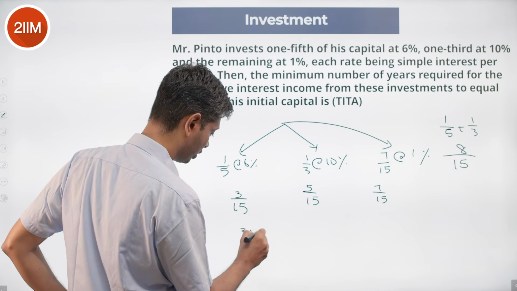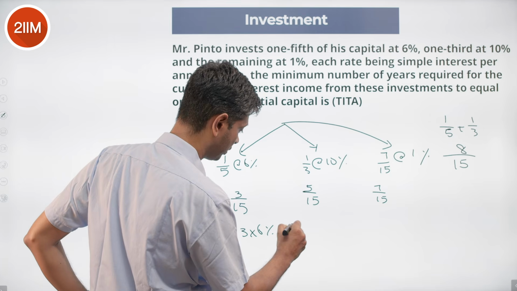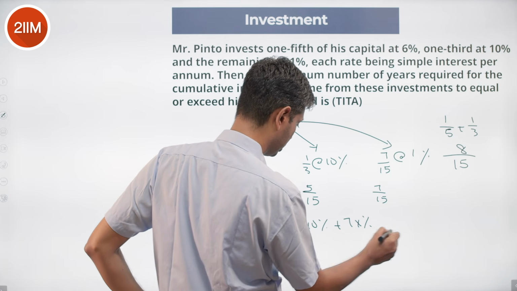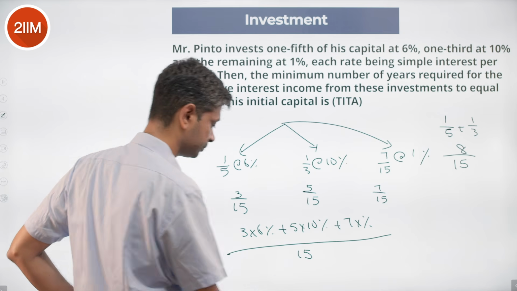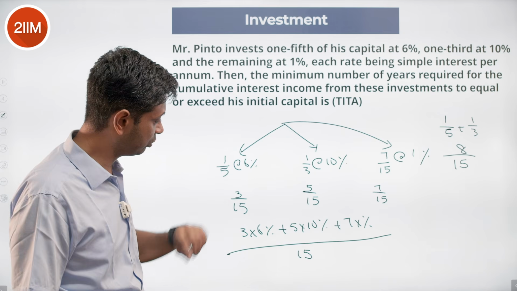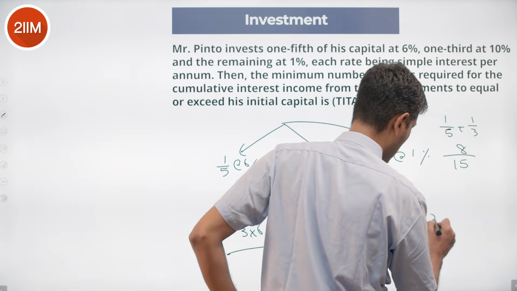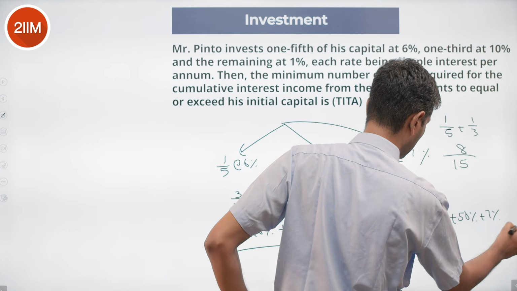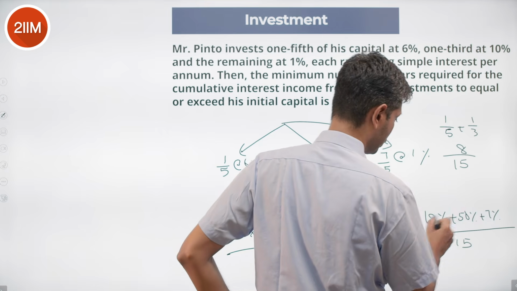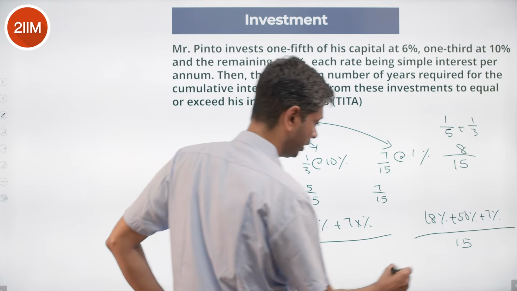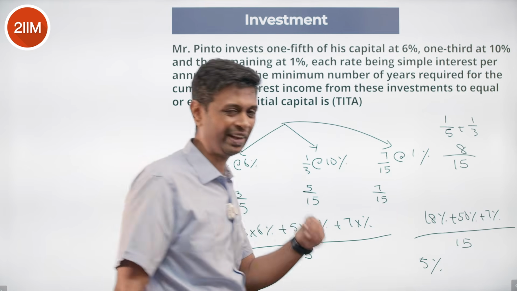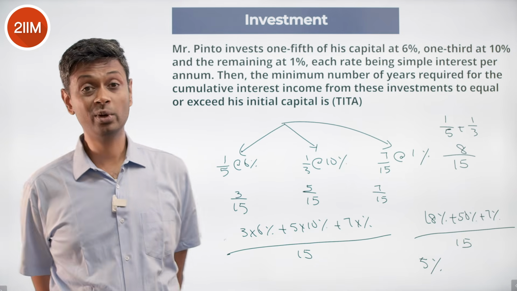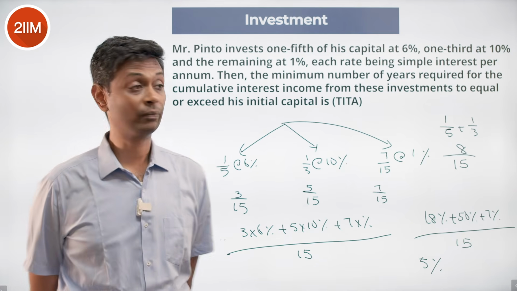So 3 into 6% plus 5 into 10% plus 7 into 1% divided by 15. 3 into 6 is 18, 5 into 10 is 50, 18 plus 50 plus 7 divided by 15. 68 plus 7, 75 by 15, this is 5%. The weighted average of all of this is 5%. So it's like saying he's taken his whole capital and put it in for 5%.